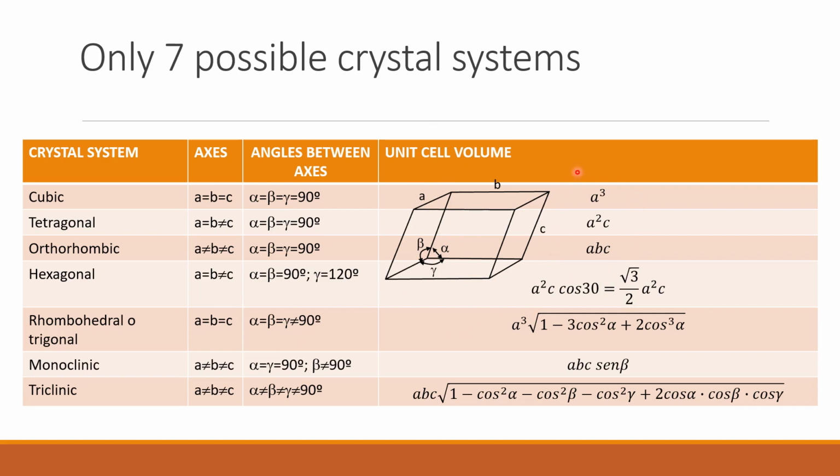The volume of the cells is quite simple in the case of the cubic, tetragonal, or orthorhombic, and not so simple when we go to the hexagonal, and it's more and more complicated as we go to systems in which the parameters are more different from one direction to the other direction.